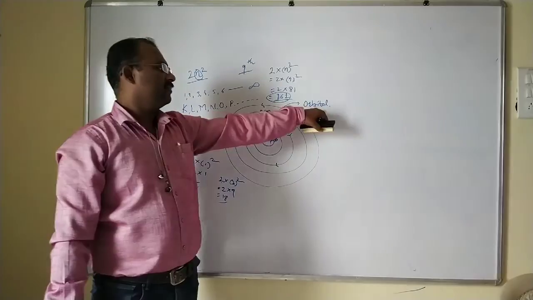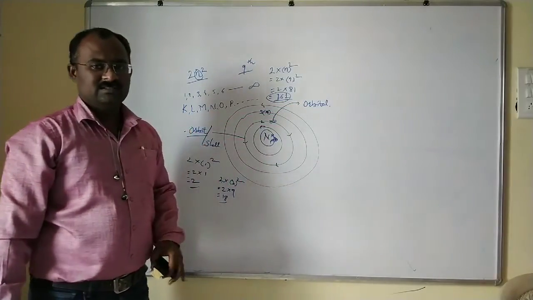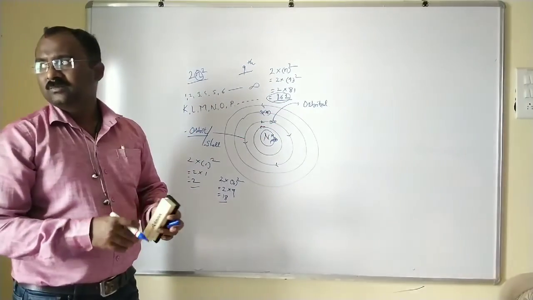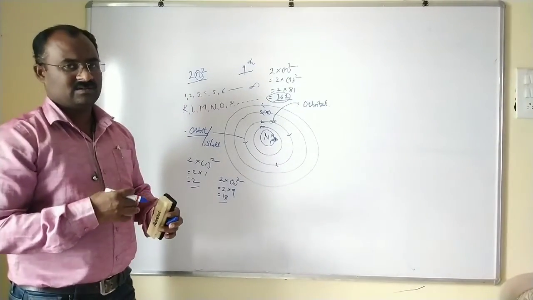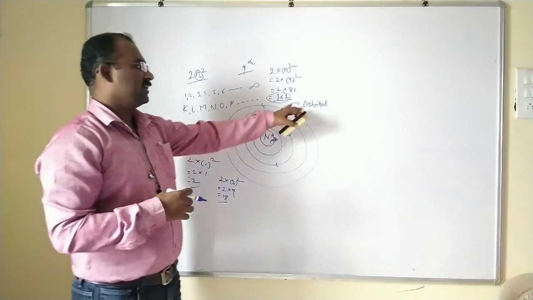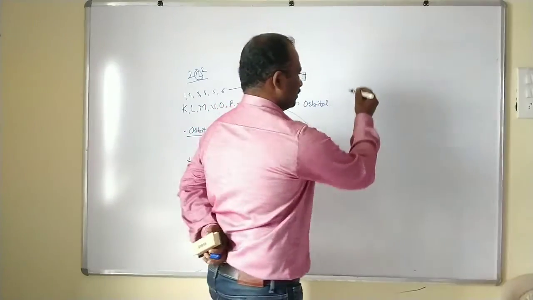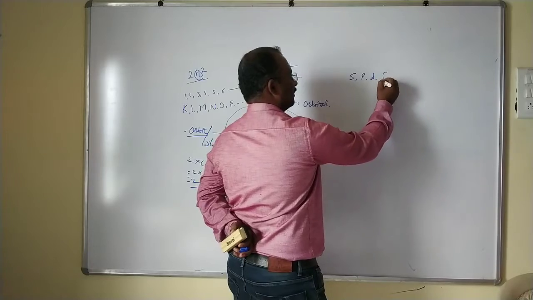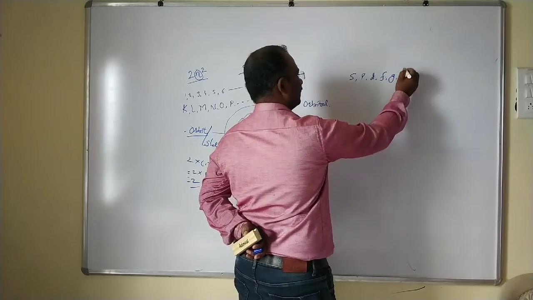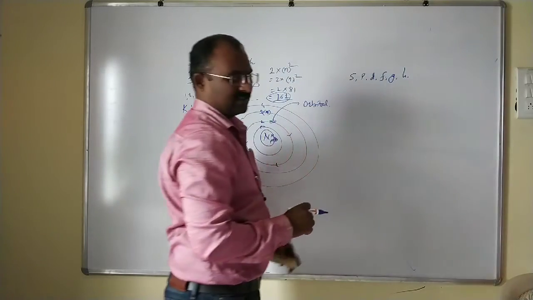And then orbital. Orbital means the direction of the electron which revolves around its own axis. That is called orbital. And these orbitals are generally divided into S orbital, P orbital, D orbital, F orbital, G, H, etc.